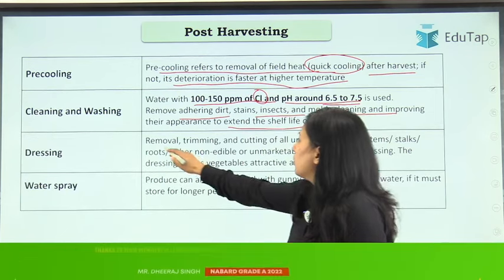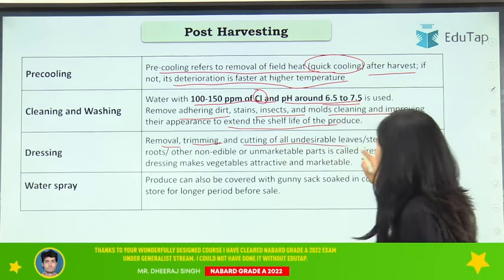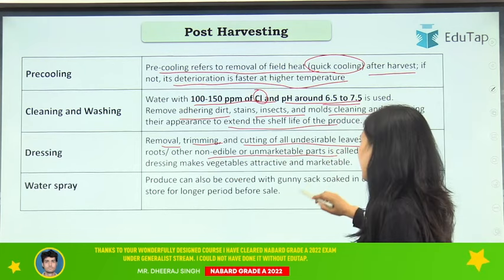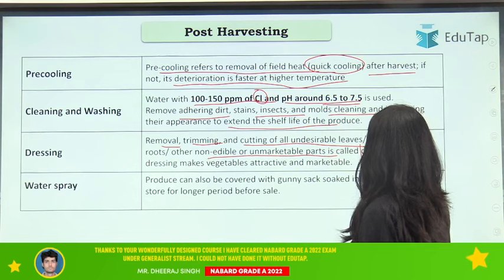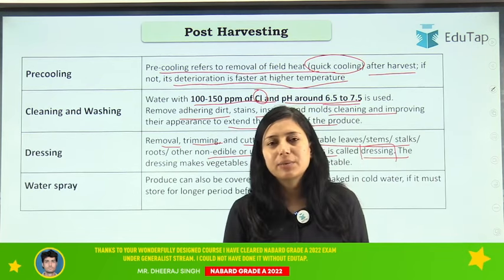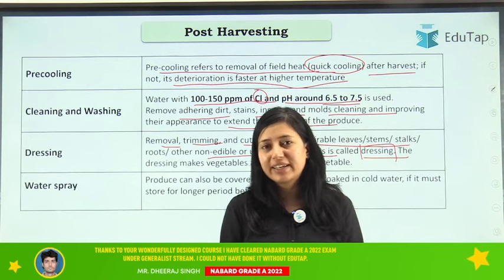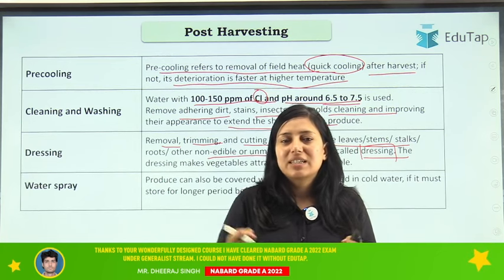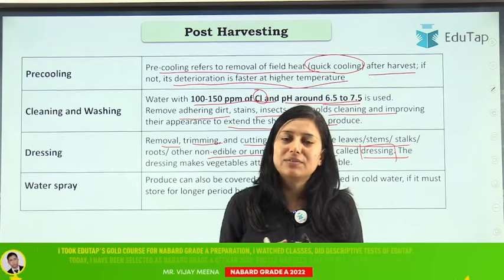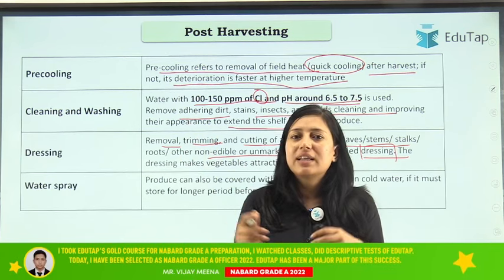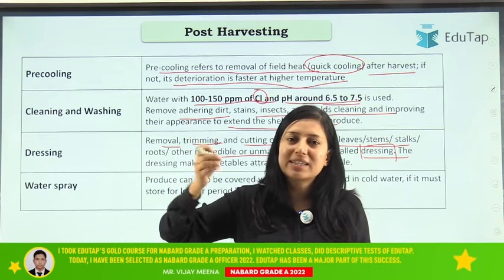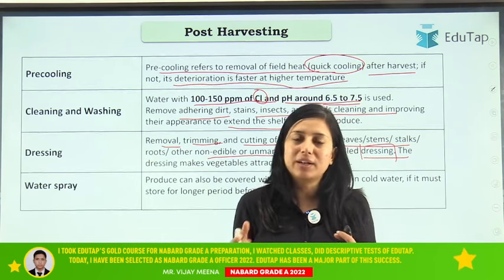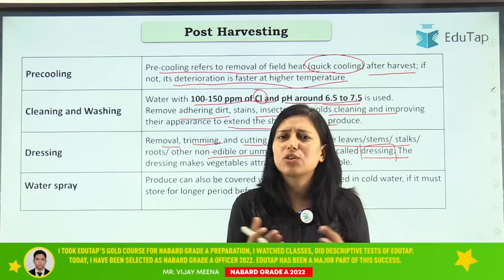Here, the removal, trimming and cutting of undesirable leaf, stem, stalk, roots and other non-edible or unmarketable parts is called dressing. Whenever we harvest any produce, especially in agriculture, there might be chances that you have plucked the leaves along with your produce. There might be chances that you are breaking the stem. So now you have to remove all this extra plant material which is not economical, which is not of our use.